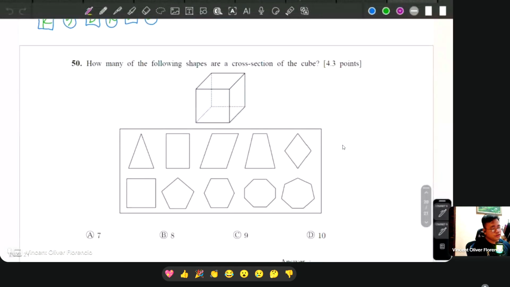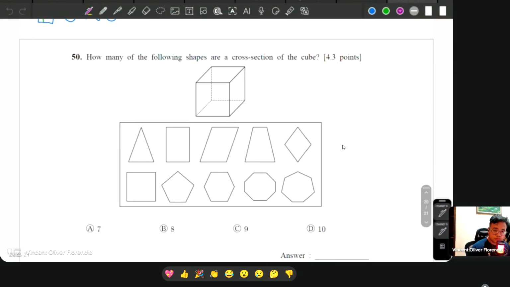Okay, and the last one, you may read the question first. Now, when you say cross-section here, it means which of the following figures or shapes will actually fit. Like all of their sides will hit the inside or all the inside corners of this cube. Let's just try first. Let's say a triangle. You can draw here a triangle, right? Like this. This triangle can hit all of the sides.